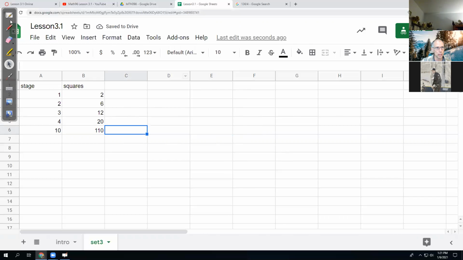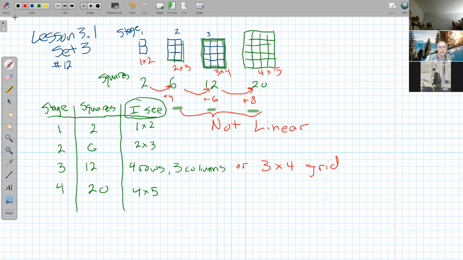Some things I might note in my notebook here is the stage is always the base number of squares. Stage 2 had 2 squares at the bottom. Stage 3 had 3 squares at the bottom. Stage 4 had 4 squares at the bottom. So if I wanted to write a formula, and to write a formula I need a variable, we could use the variable n again. Then the formula would be n times what?